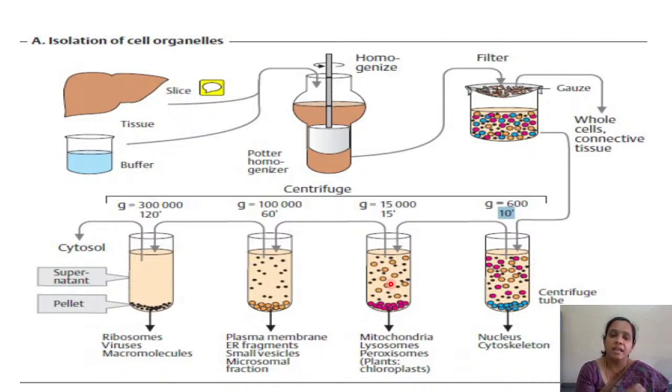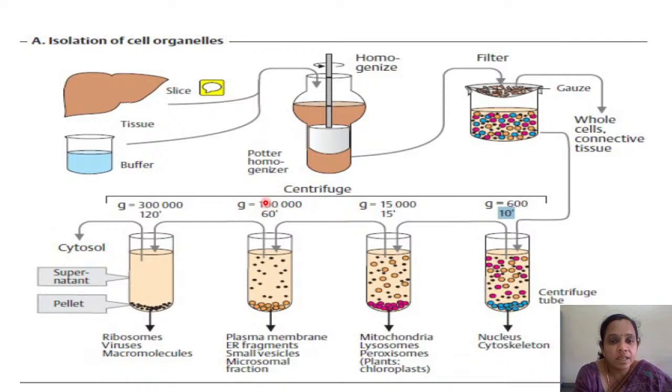Now when it is done at that high frequency level, what will happen? The mitochondria, lysosomes and peroxisomes will settle down. Now in the next step, what will happen? You will be removing the supernatant and placing it in another tube, and next, once again, you subject it to centrifugation.